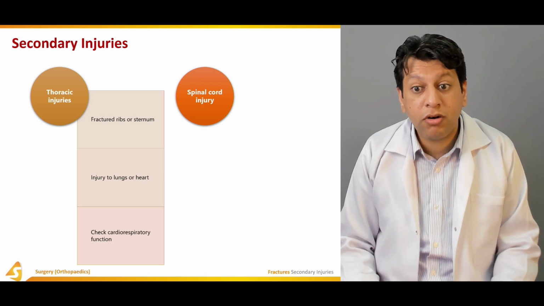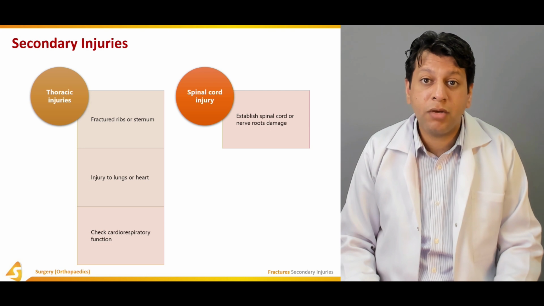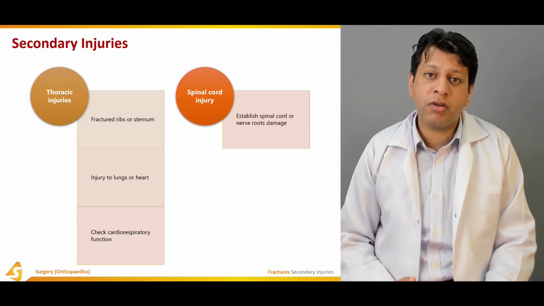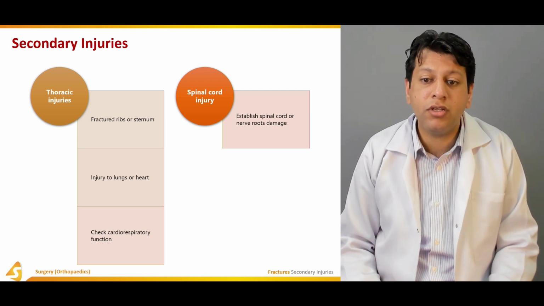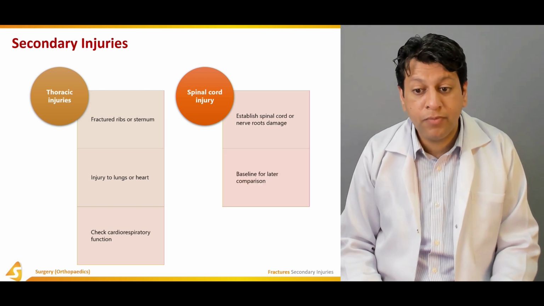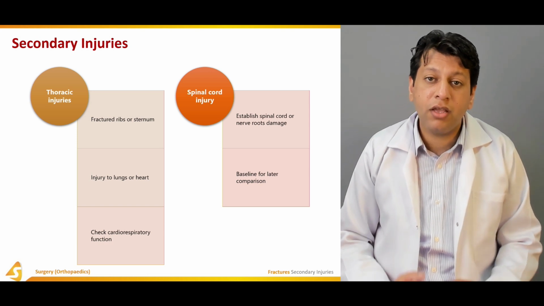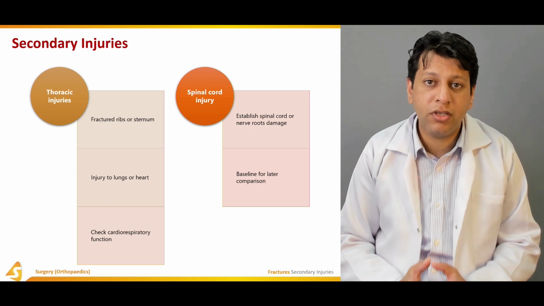There could be spinal cord injury as well. Now, spinal cord injury and neurological injury come under disability, or section D. Once the patient's airway and cervical spine are clear, and the breathing and circulation are clear, then we think of establishing whether the spinal cord and nerve roots are damaged or not, and a baseline for lateral comparison is taken. But if there is some degree of spinal cord injury, that is dealt with in section D of the ATLS.